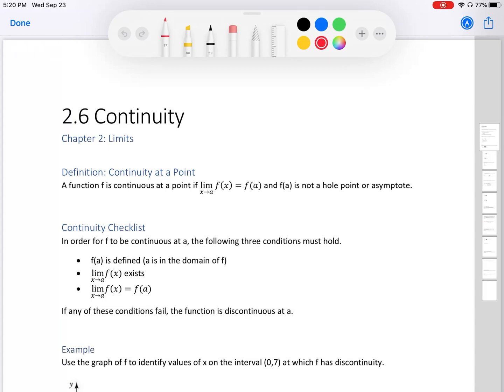Section 2.6, Continuity. Chapter 2, Limits. Let's begin with our definition of continuity at a point. A function f is continuous at a point a if the limit as x approaches a of f of x equals f of a, and f of a is not a hole or an asymptote. So we're basically saying that the function is continuous if it's possible to evaluate at that limit.